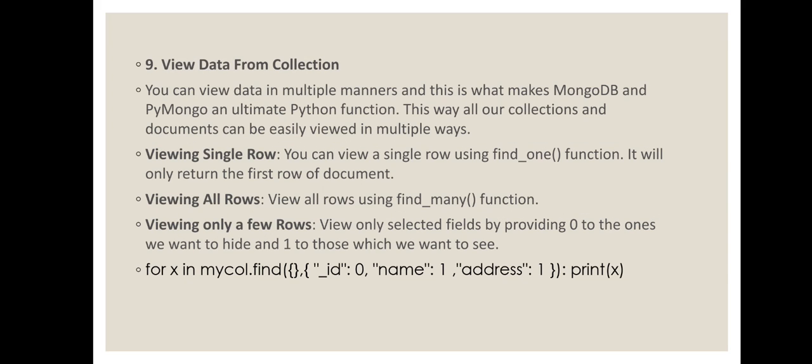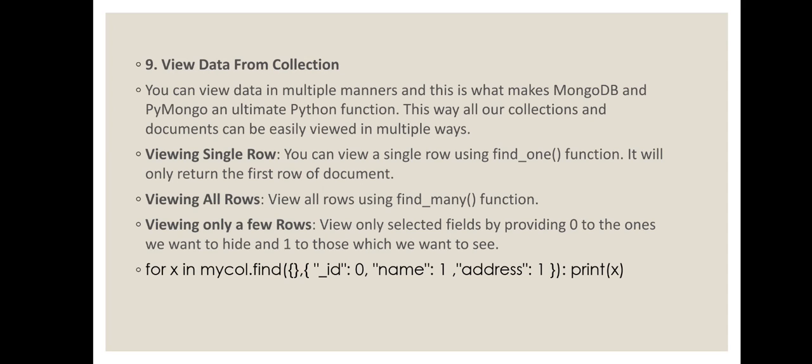Ninth, view data from collections. You can view data in multiple manners, and this is what makes MongoDB and PyMongo an ultimate Python function. This way, all our collections and documents can be easily viewed in multiple ways. Viewing a single row: you can view a single row using the find_one() function. It will return the first row of the document.